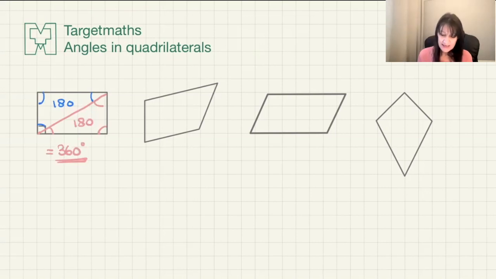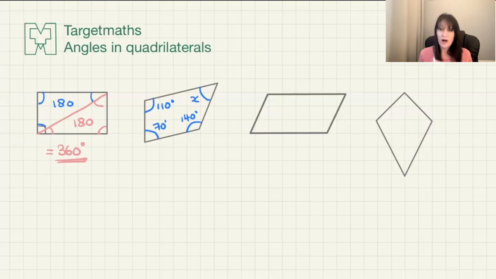So this one here is an irregular quadrilateral. It doesn't have a special name, unlike this one here, which we would call a parallelogram, or this one here, which we would call a kite. So this irregular one, if we were given some information and were asked to find a missing angle, it might look something like this. So I'm going to say this one here is 110. Let's say we're going to look for that one. That's 140, and we'll call this one 70 degrees.